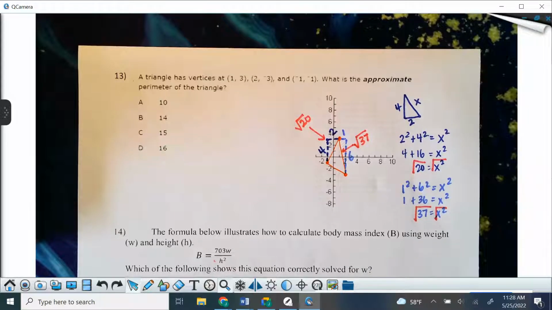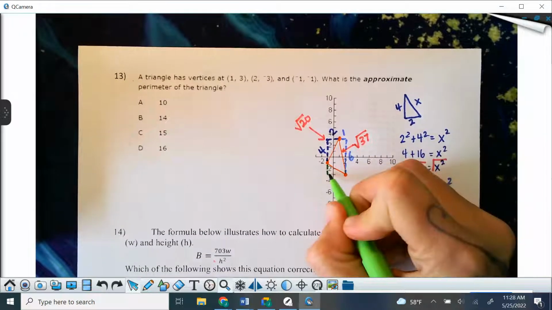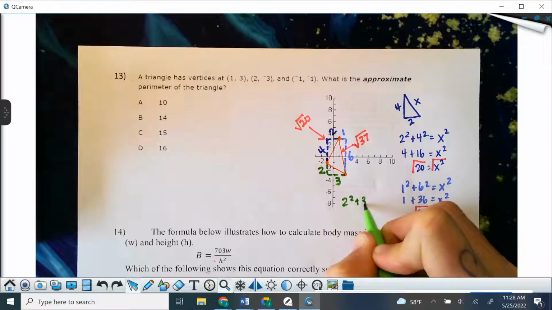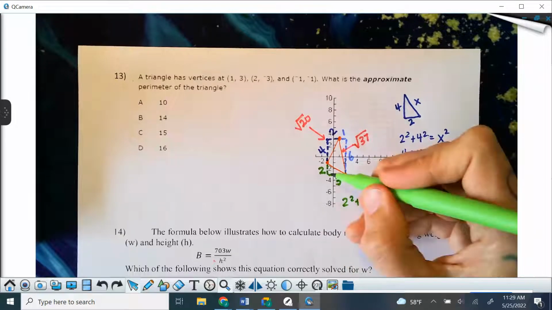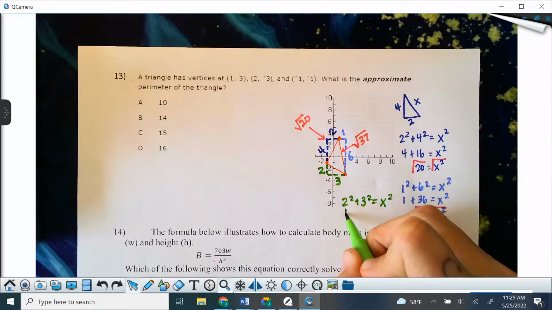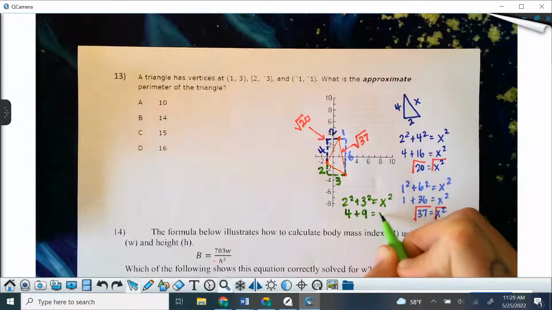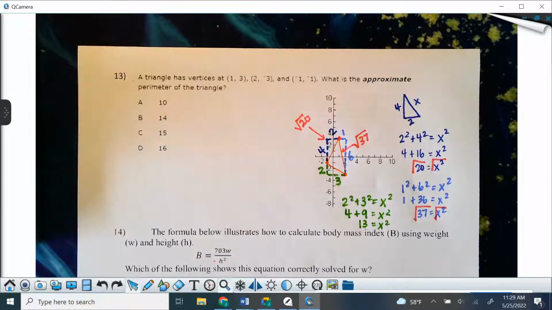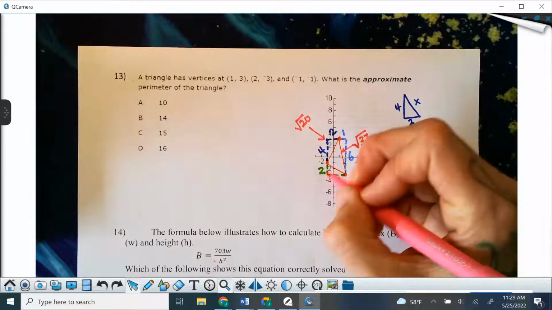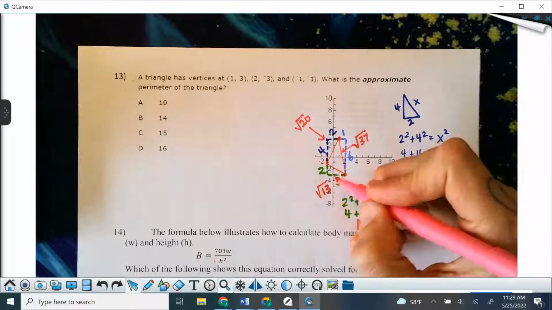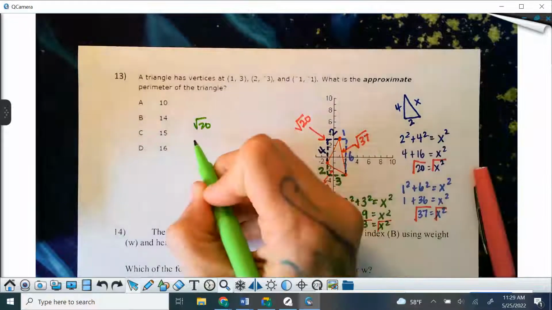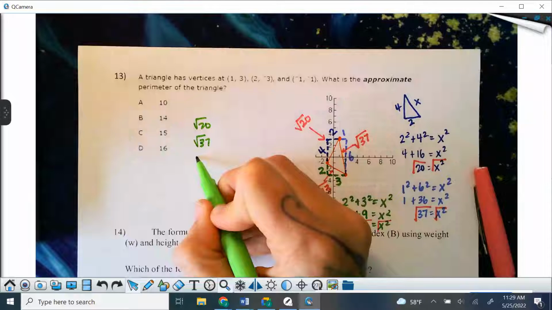Then we're looking at the next one. 1, 2, 1, 2, 3. So 3, 2. So we're going to do 2 squared plus 3 squared equals x squared. So again, we're solving for the hypotenuse. 2 times 2 is 4, 3 times 3 is 9. So it's going to be 13 equals x squared. Again, you're going to take the square root to get x by itself. So it's the square root of 13 for this side. Then you're going to add the square root of 20, because it says the perimeter, plus the square root of 37, plus the square root of 13.